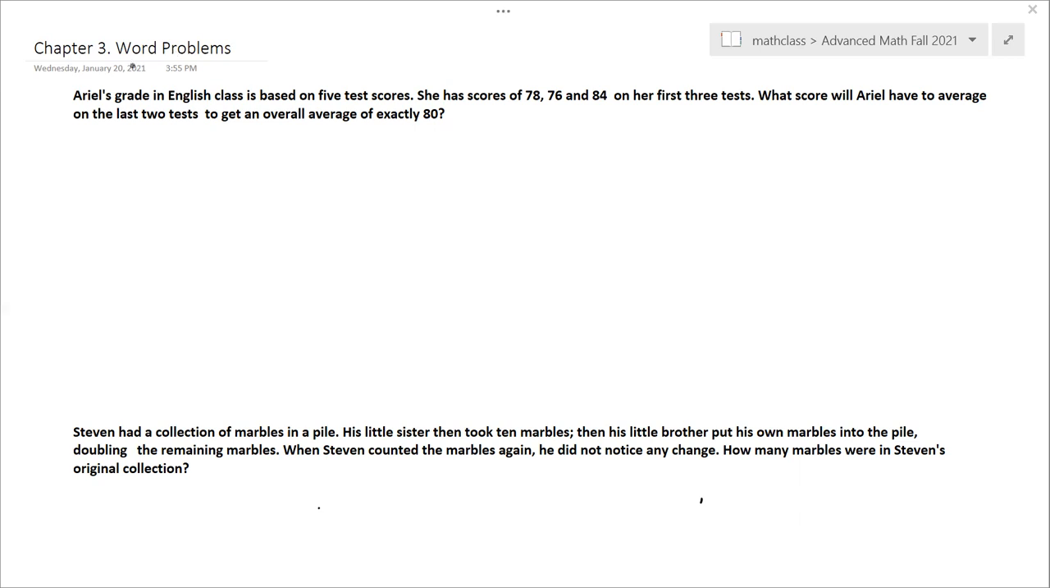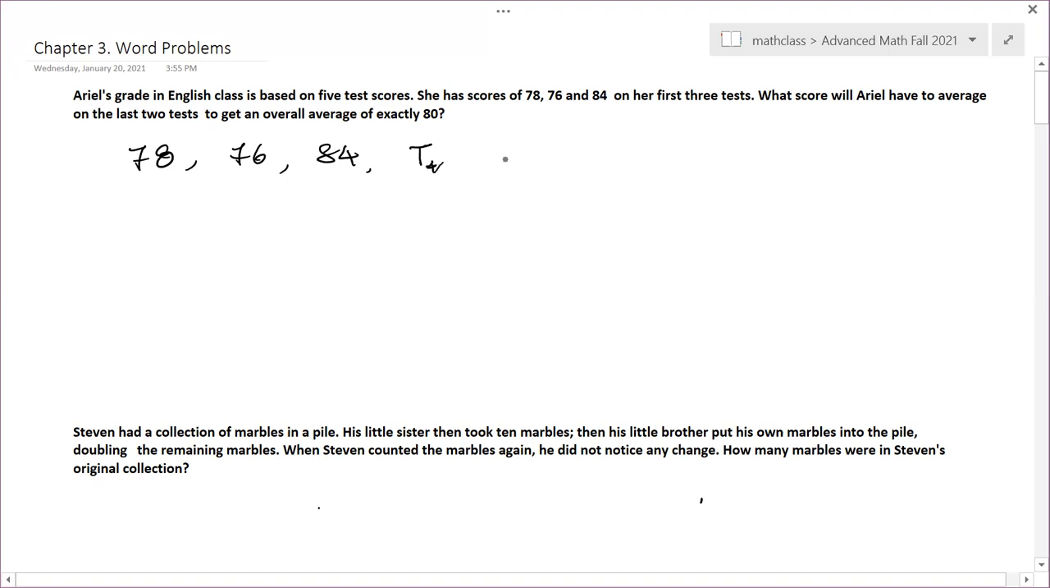We don't know the last 2 tests. So let's call them T4 and T5. So you have 78, 76, 84. Now, the average score of the last 2 tests, we don't know that, that's okay. We have T4 and T5.